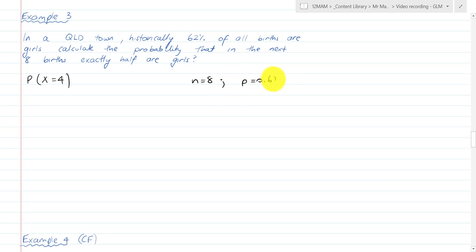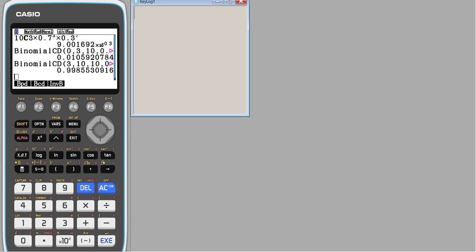equals 0.62. So if we needed to write this out in full and not just use our calculator, we would probably write this line anyway. It would be 8C4 times the probability of success 0.62 to the power of 4 times the probability of failure 0.38 to the power of 4, and then we just get our answer from the calculator. And it's always going to look like this.